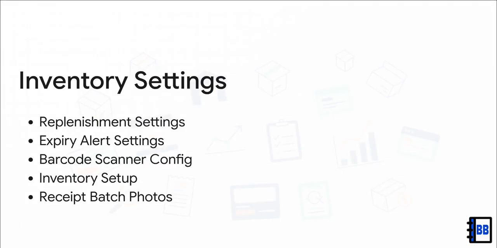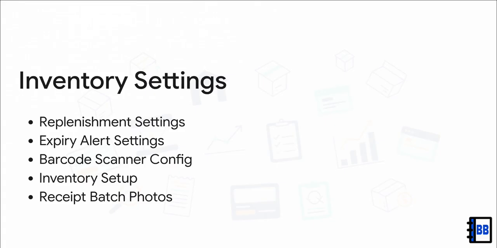Finally, under that Inventory and Warehouse tab, we have Inventory Settings. This is primarily for the administrators. It's where you configure the underlying rules of the system, setting up automated expiry alert emails, configuring your barcode scanners, and turning on awesome features like receipt batch photos if you want your dock team snapping and uploading images of arriving pallets.